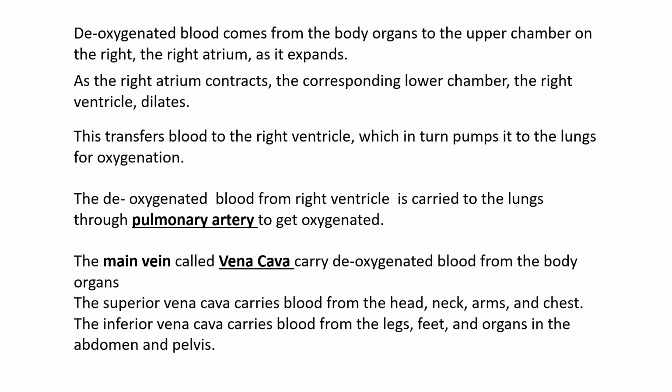Deoxygenated blood comes from the body organs to the upper chamber, the right atrium. It expands. As it expands, the corresponding lower chamber, the right ventricle, dilates. This transfers blood to the right ventricle, which in turn pumps it to the lung for oxygenation. The deoxygenated blood from the right ventricle is carried to the lungs through pulmonary artery to get oxygenated.